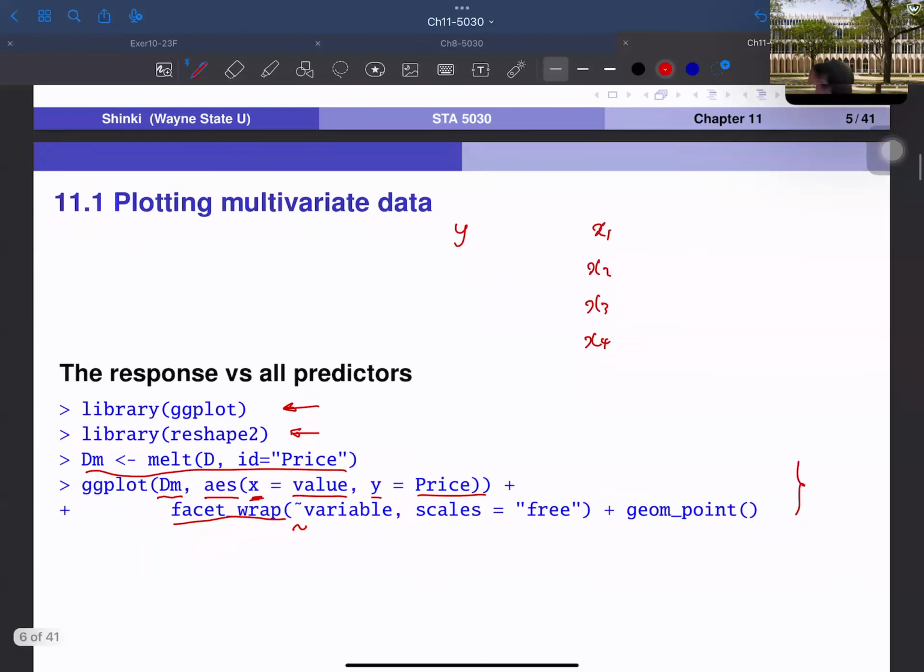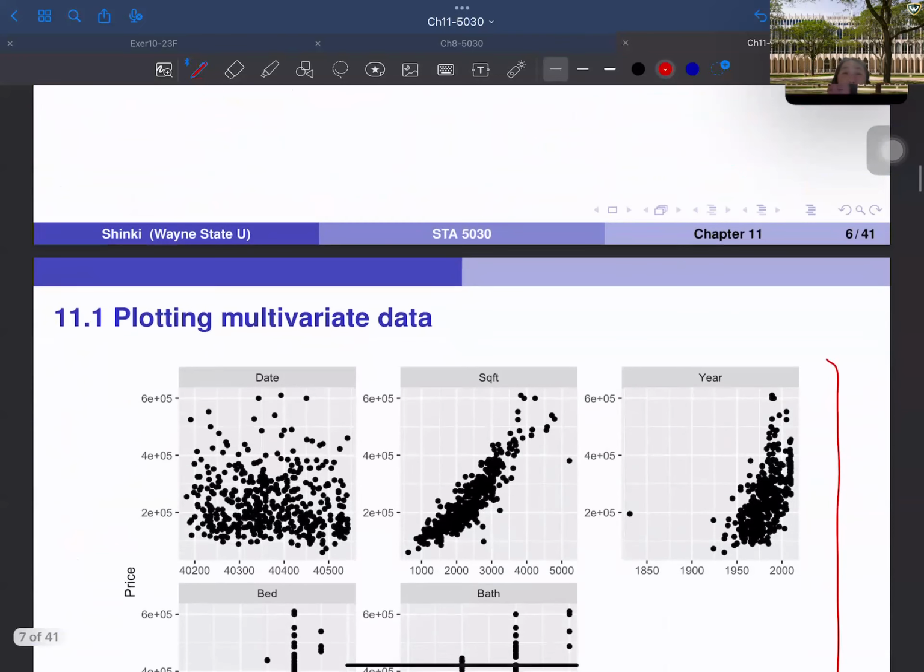Then this means the scatter plot. And actually, you connect this with the plus sign. So basically, ggplot is one function, and the plus adds other options that further specify what graphs you want to make. Then we get this plot.